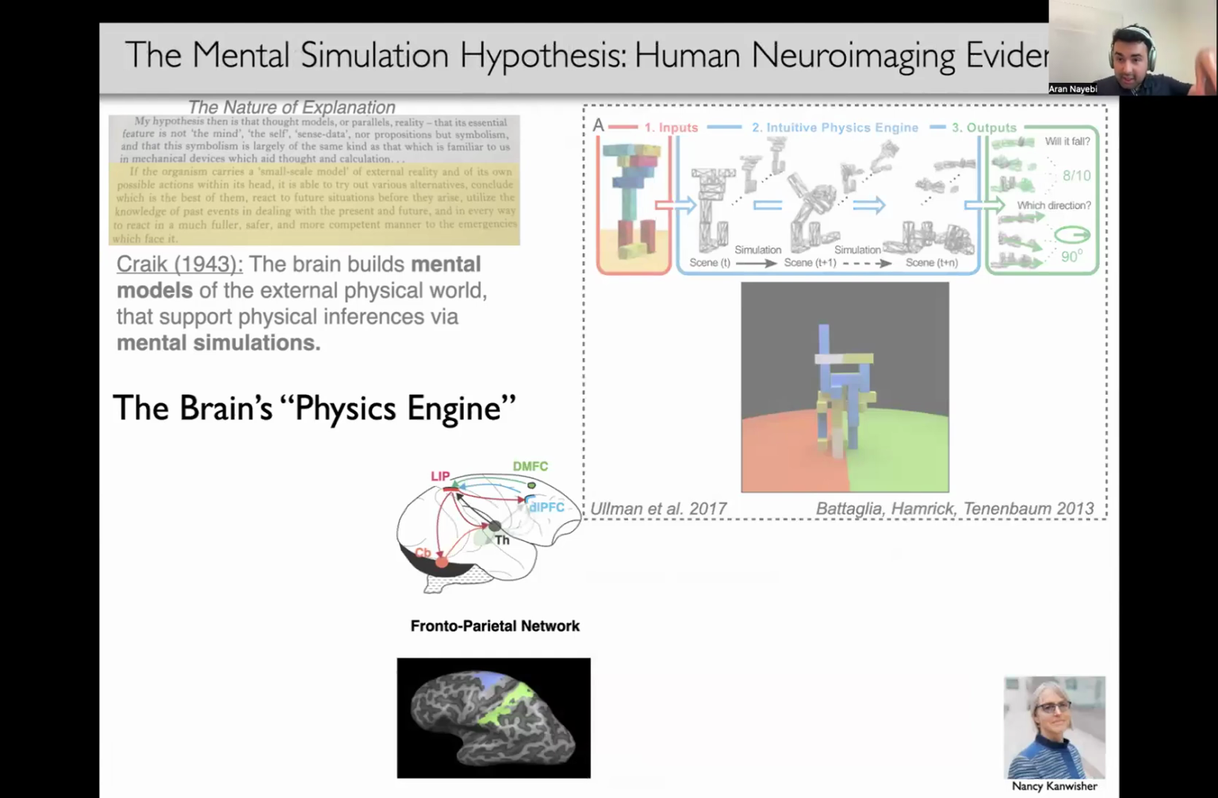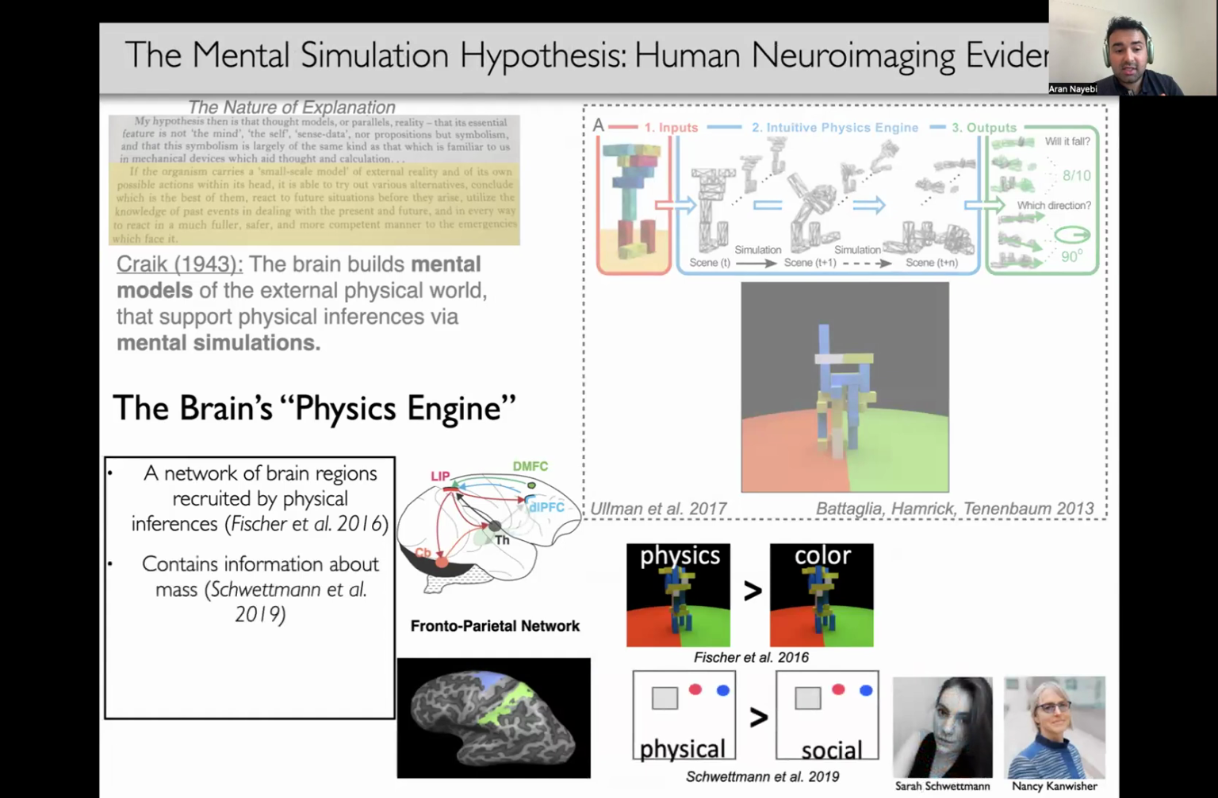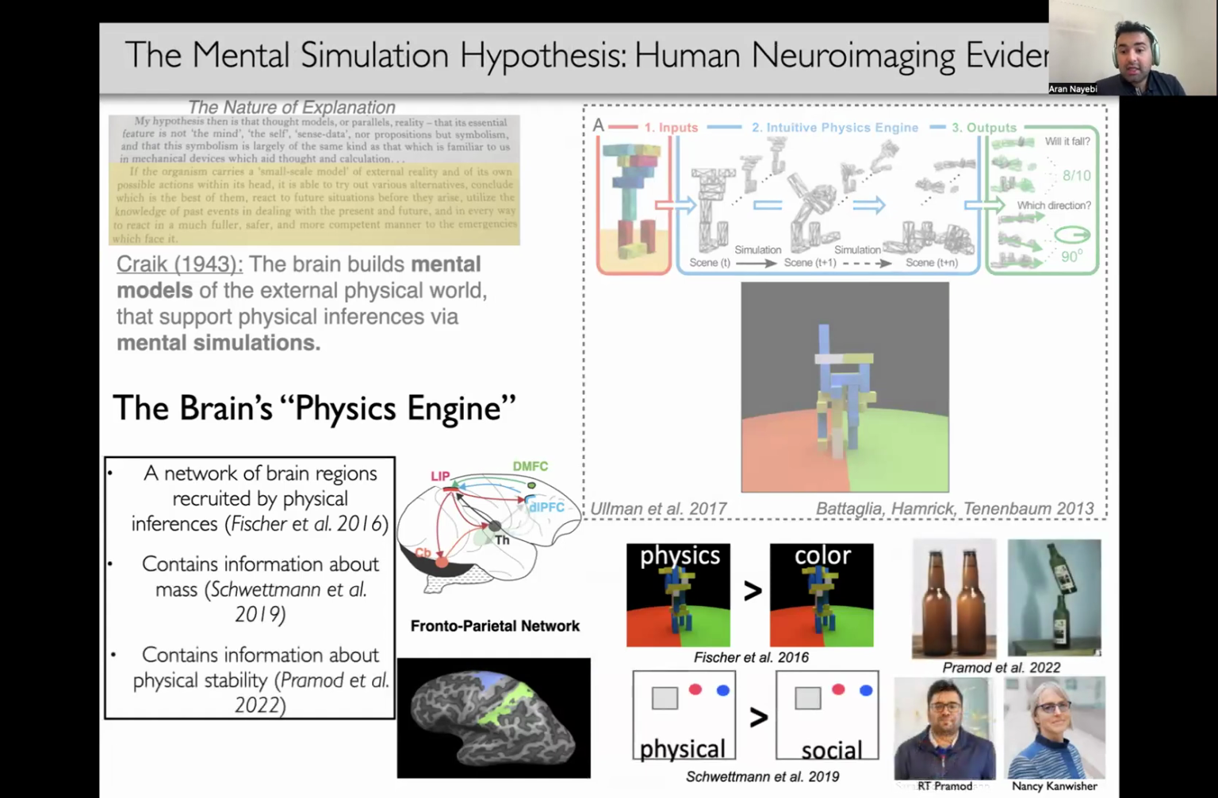Now going finally into the brain, so from behavior now into the brain, at least at the level of human neuroimaging, the work of Nancy Kanwisher's group has shown that the frontoparietal network, or the FPN, is likely implicated in this mental simulation ability. So they seem to be recruited by physical inferences, so more by whether or not the block tower will fall or in what direction, rather than just the color of the blocks alone. That kind of visual information contains information about mass, as well as physical stability that can be read out.